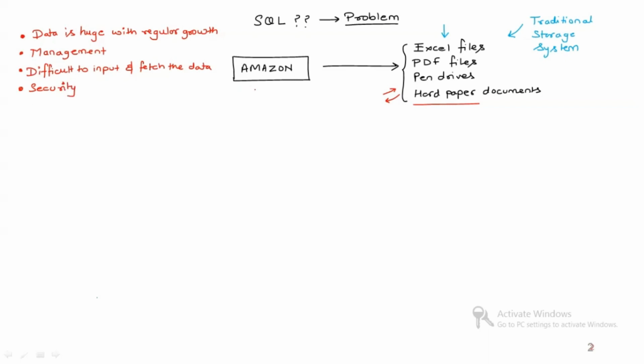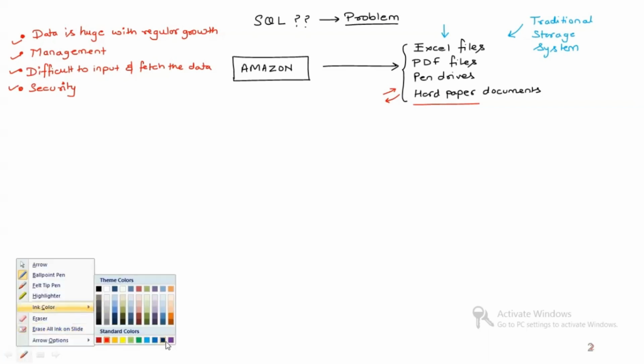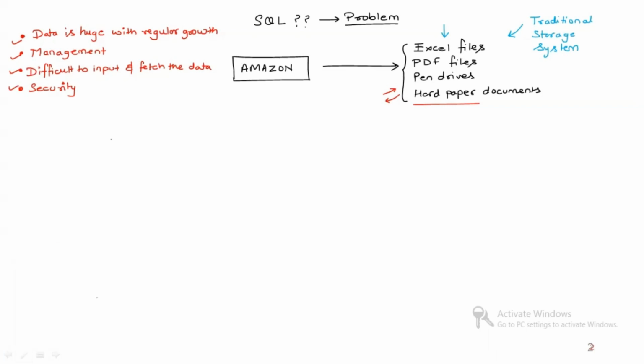But now let's try to understand each of the problems in much more detail, because the reason we are putting so much time and effort into understanding the problem is that once you are clear about the problem, you will understand why some technology was invented or came into existence. So let's understand each of these problems, which I have written over here, in a more detailed way.